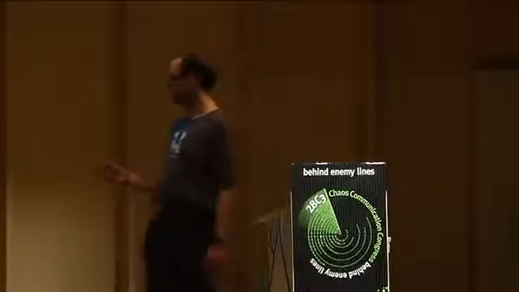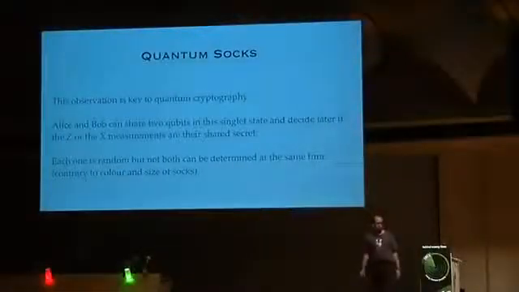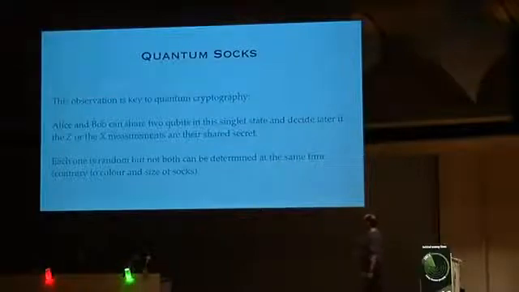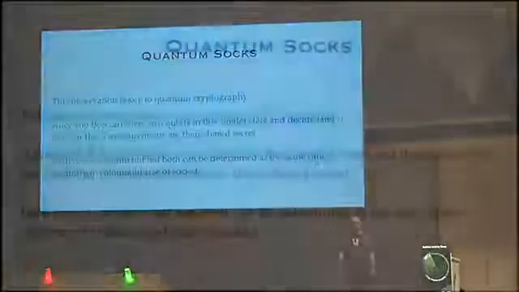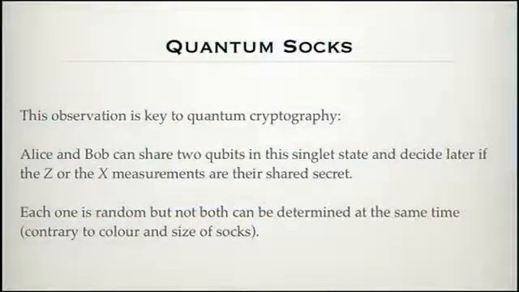Okay, so I can both yield random results, but they always see the same thing for both types of measurements. So this is now my quantum version of SOCs. These are my quantum SOCs, because this observation that I have simultaneous correlated states both in X and in Z is the key to quantum cryptography.